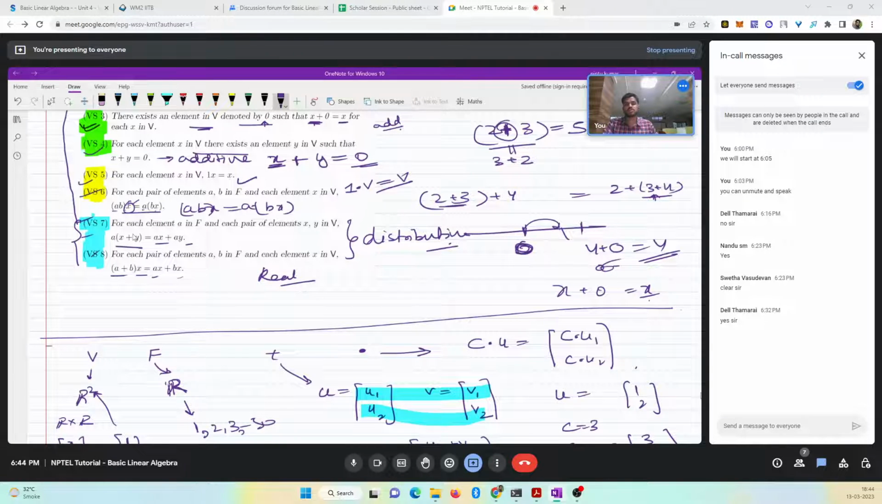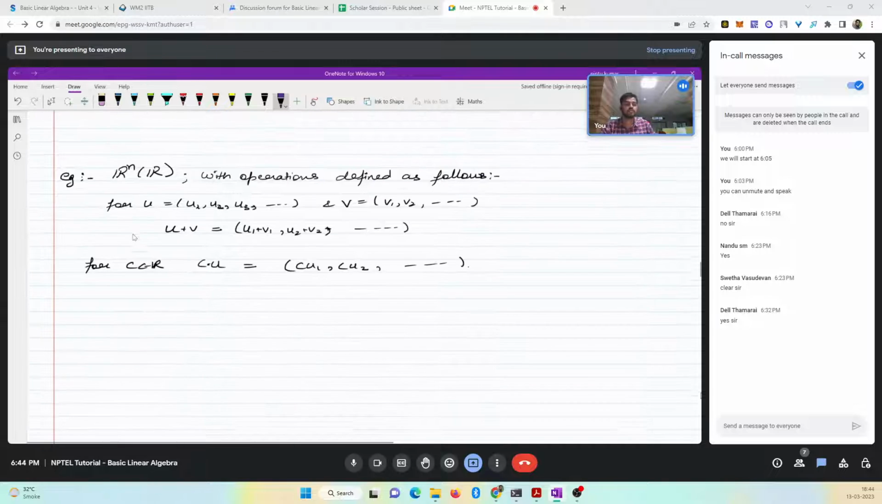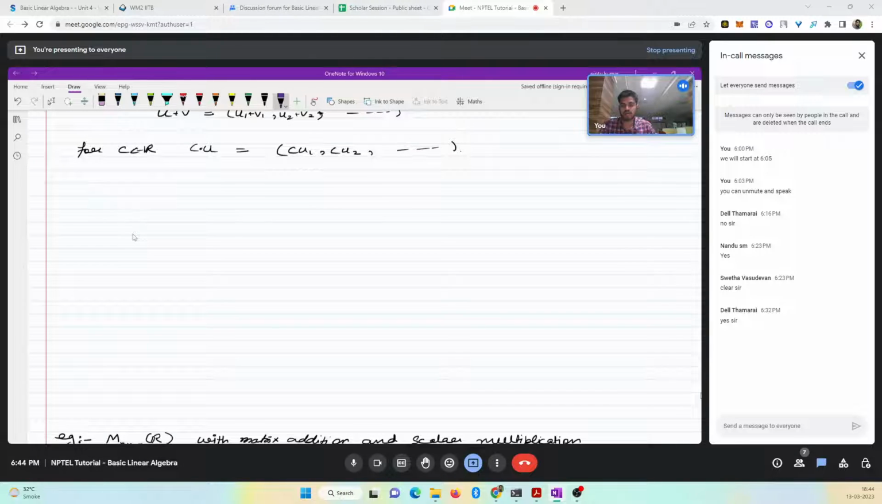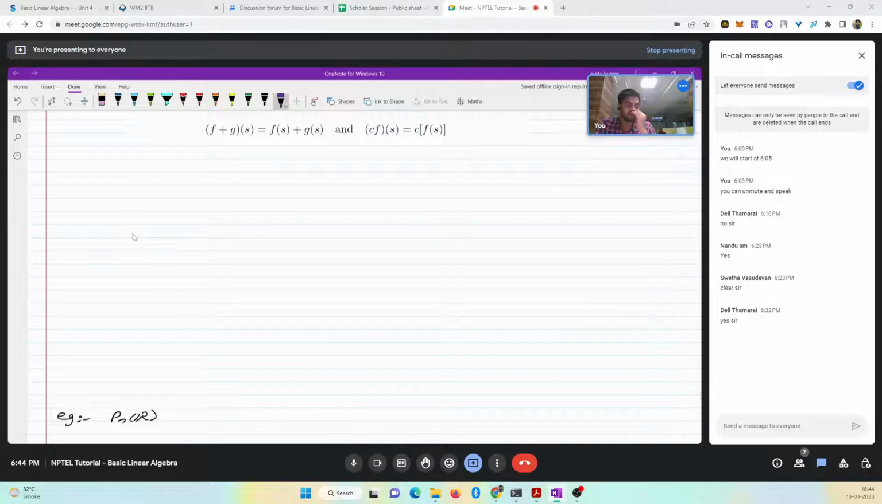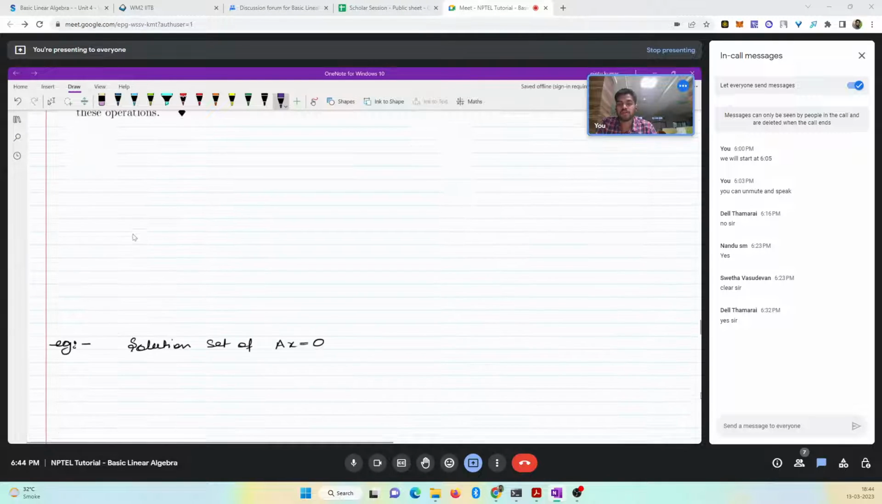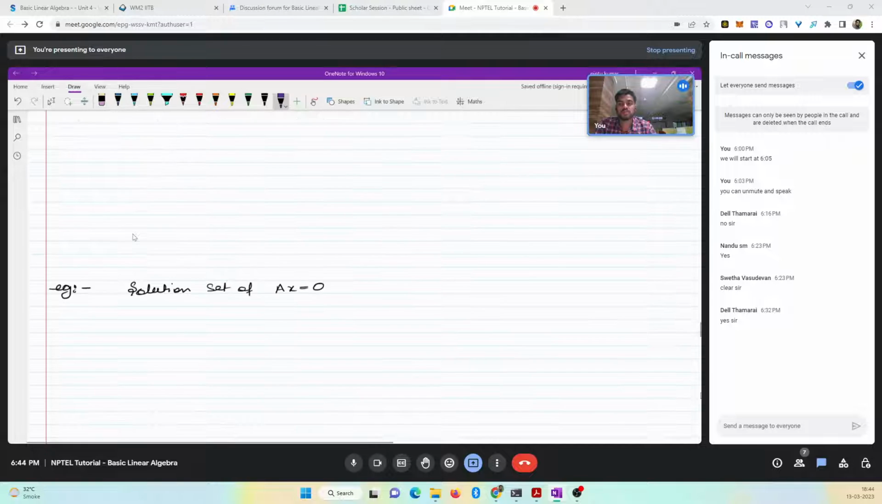So this was a very simple example. I think I should take an example which is not a vector space, then I think that would be more clear to you. Then we'll come back to this thing.